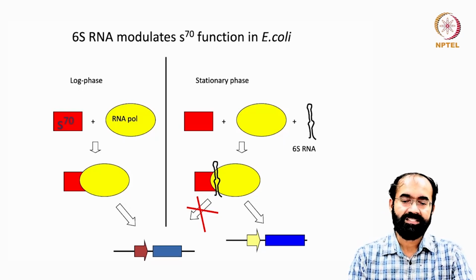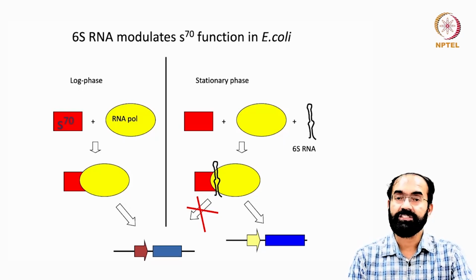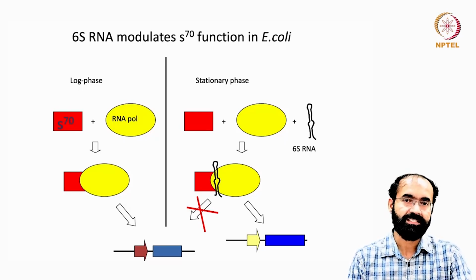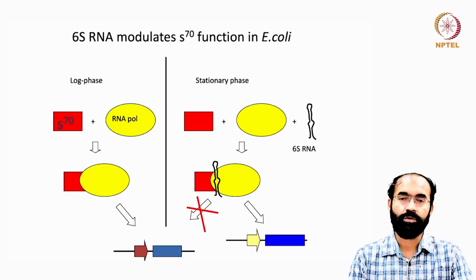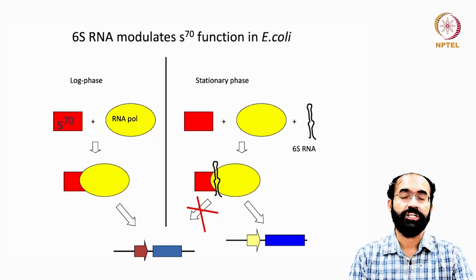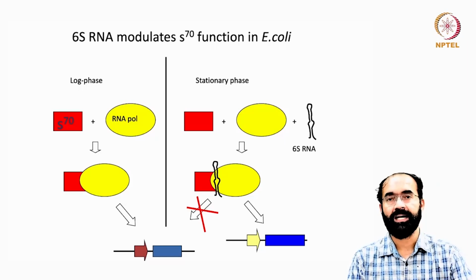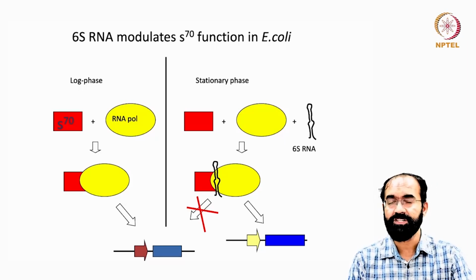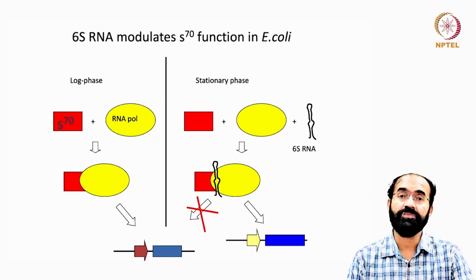In the same way, once 6S RNA is there, because stationary phase is the old or aged phase for the bacteria, it will turn on those genes that are going to be helpful and quite useful for the bacteria to survive in the stationary phase. So what we should understand here is that the presence of this non-coding RNA, 6S RNA, decides whether or not the bacteria is in log phase or stationary phase.